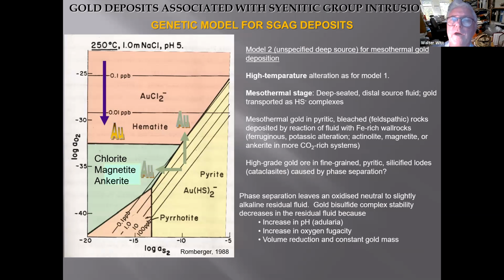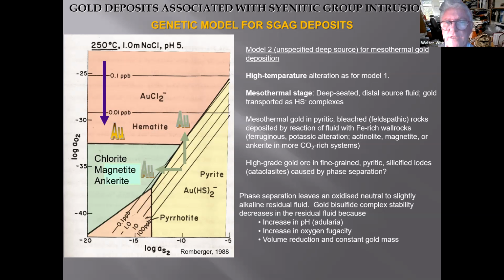In this model, the high temperature potassic and ferruginous alteration around the syenitic intrusions is exactly as it was for model 1, magmatic hydrothermal fluid. But the mesothermal stage acknowledges a deep-seated distal source for the gold fluid, where the gold is transported as bisulfide complexes.